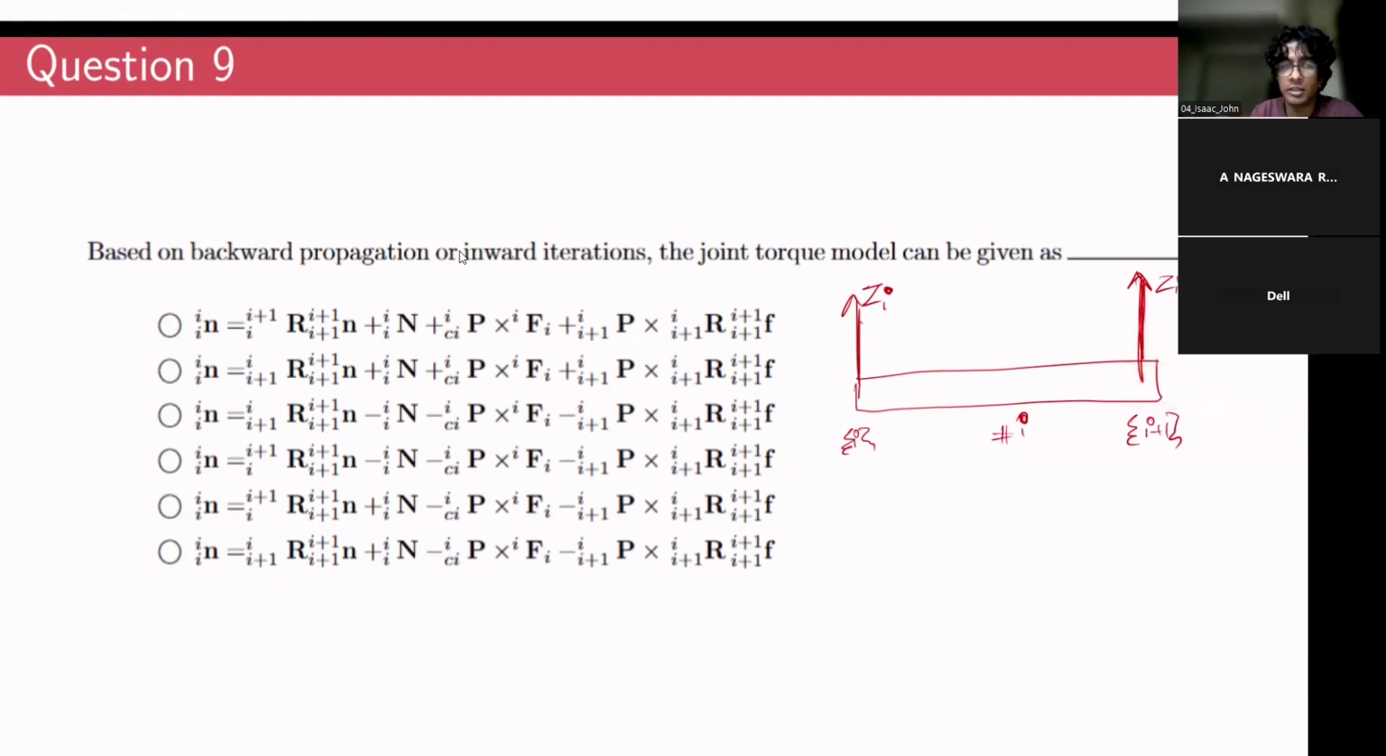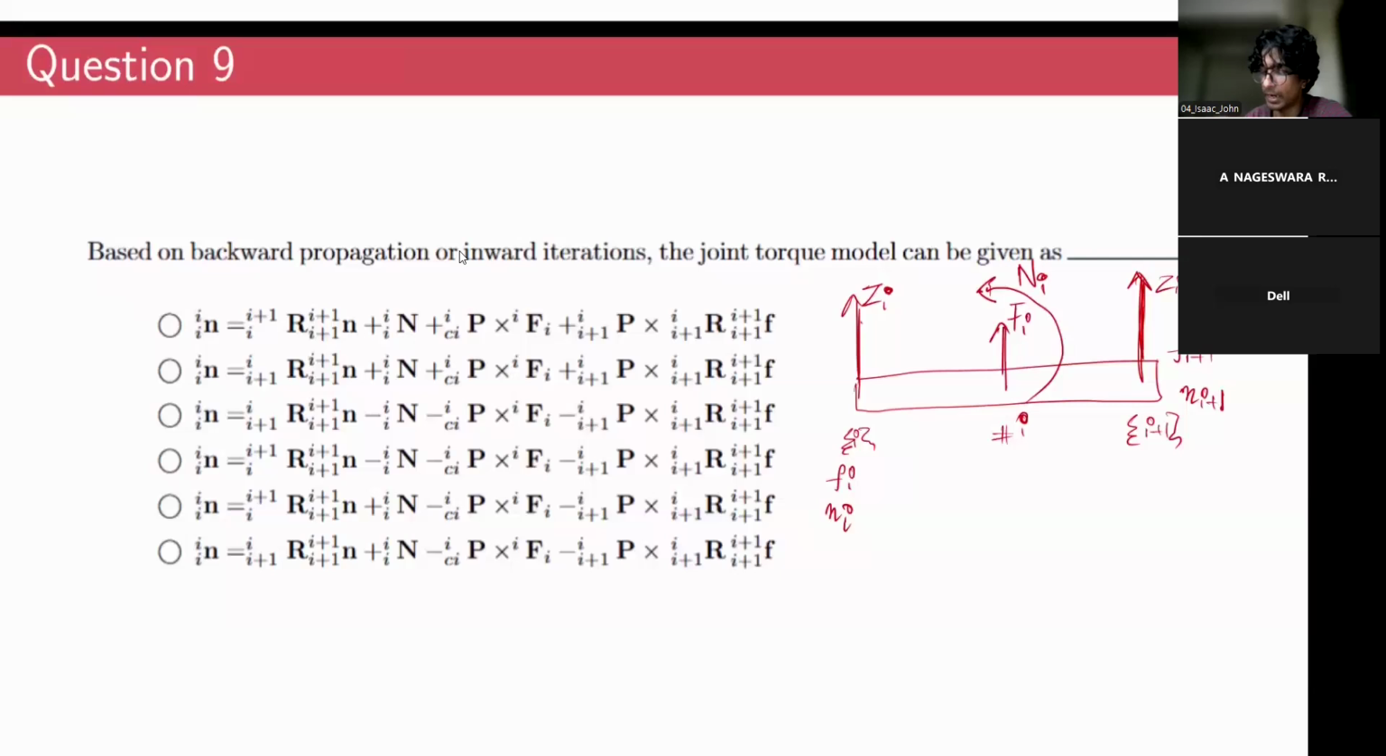So what are the forces that are acting on the rigid body I? You will have the reaction forces at this end, Fi plus 1. You will have the reaction moments at this end, Ni plus 1. You will have the reaction forces at end I, which is Fi, reaction moments, Ni. And then here you will have the inertial forces, Fi, at the center of mass. And you will also have the inertial moments, that is Ni.